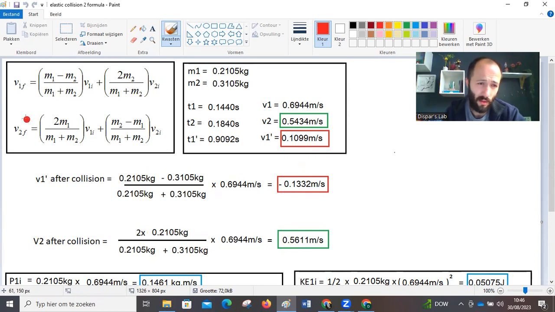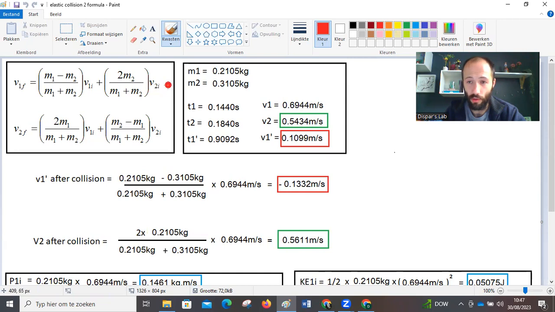Now the second velocity after collision is 2 times mass 1 divided by mass 1 plus mass 2 times the initial velocity of part 1. And that gives us a result of 0.5611 meters per second. That's the theoretical prediction of part 2 after collision. And the actual result is 0.5434 meters per second. So we have 0.56 versus 0.54. Pretty close once again.